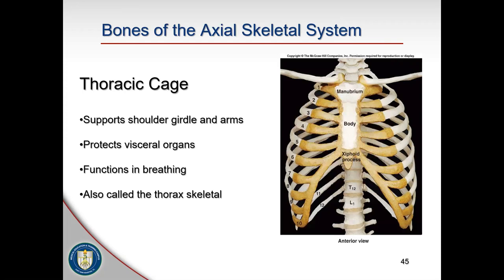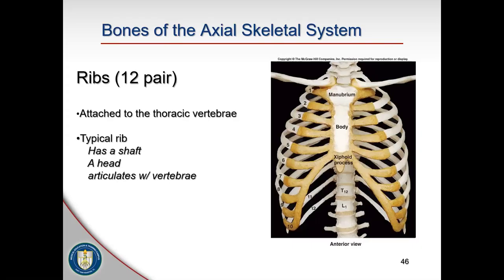Now, the bone formation for this one, what process of bone formation would the thoracic cage follow? Would it be endochondral bone formation or intramembranous bone formation? Endochondral. Definitely would be endochondral. Yes, you're right. It would definitely be endochondral.